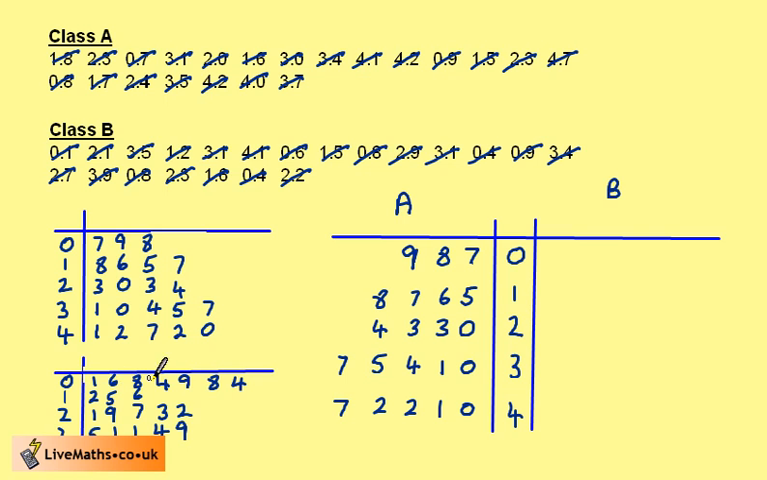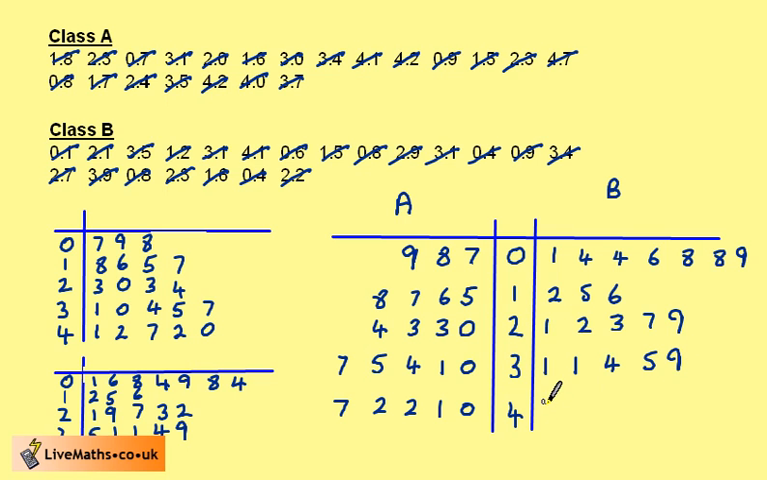For Class B, we build outwards to the right from the stem, putting our numbers into numerical order. The 2, 5 and 6 here are already in numerical order, but we have to shuffle to 1, 2, 3, 7, 9 for the next row. This one is 1, 1, 4, 5 and 9, and finally just the 1.